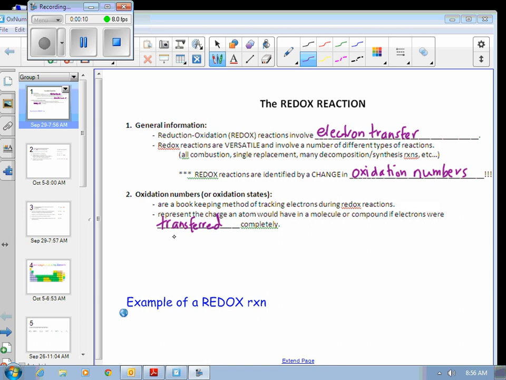Well, today's topic is redox reactions. This is one of mine and Ms. Schneider's absolute favorite topics. Now, the key is that all redox reactions involve electron transfer. We're going to see what that means in just a few minutes.